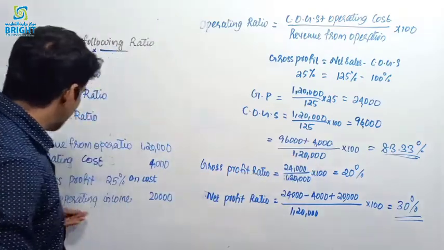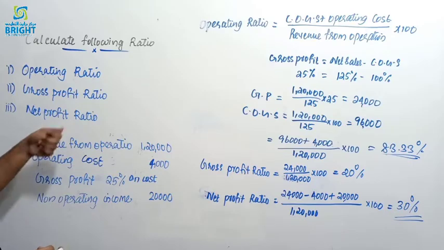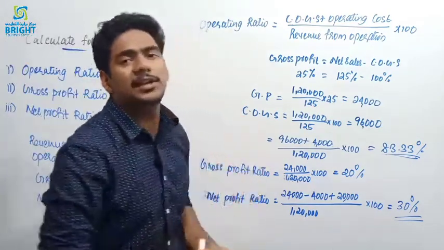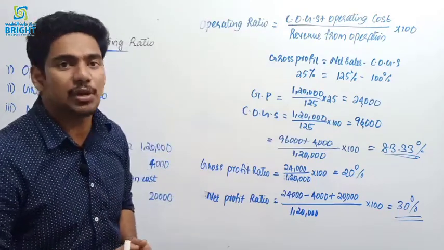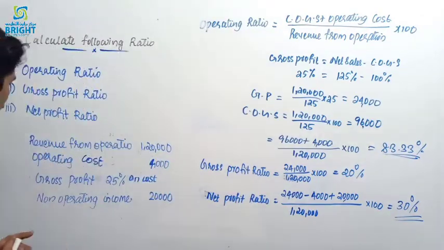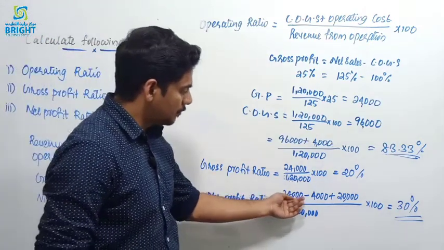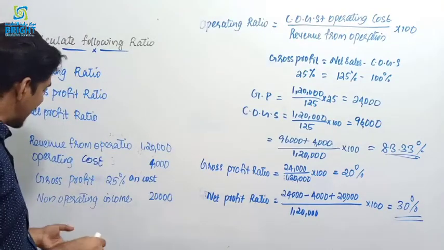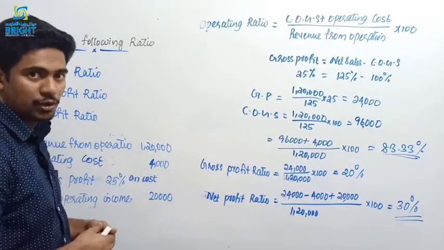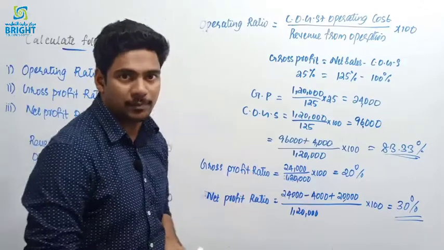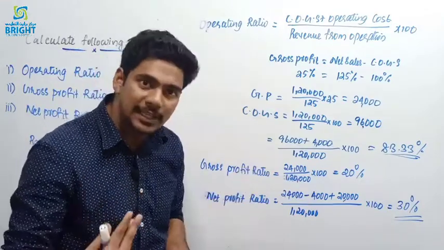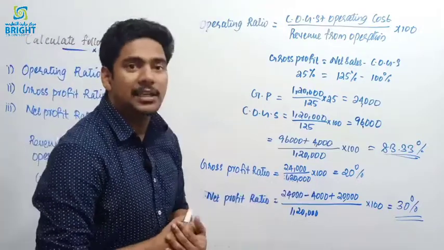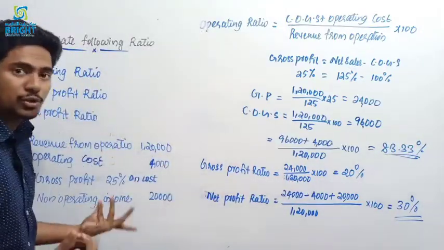Next one, net profit ratio. Net profit ratio is equal to net profit after tax divided by revenue from operations, into 100. Is net profit available? No. We know the gross profit. From the gross profit, you deduct all other operating costs and add all non-operating incomes. Then you get the net profit. From the given information you can do that.